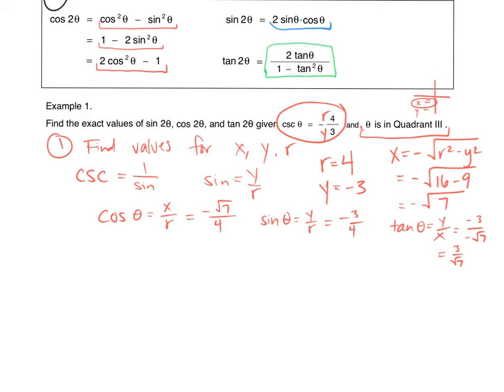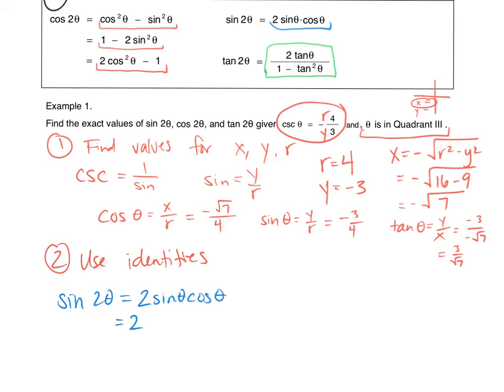Our next step is simply to use the identities. The first one we want to find is the sine of 2 theta. In this case, we only have one identity, so that is 2 sine theta cosine theta. 2 is just a number, so it stays like that. Now we're going to use our sine of theta, which we figured was -3 over 4, and then our cosine theta was -√7 over 4. A negative times a negative is a positive.